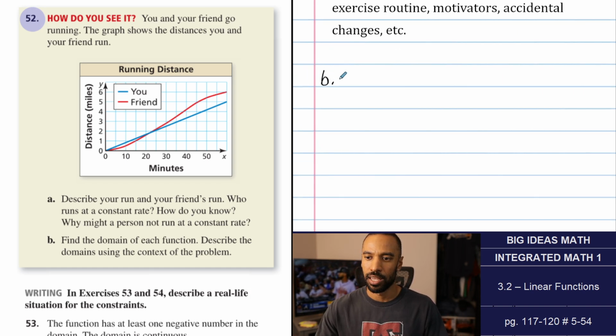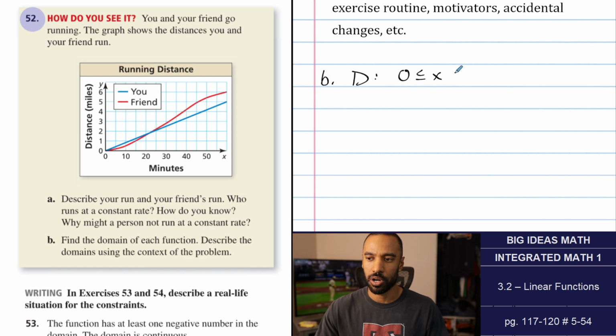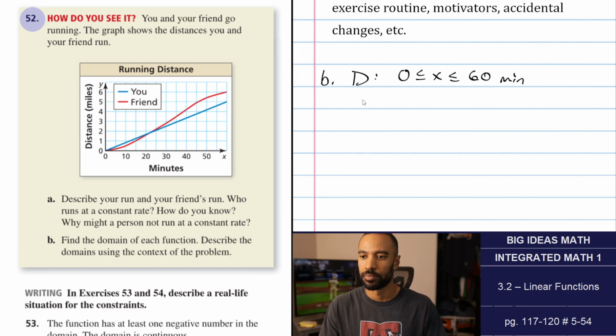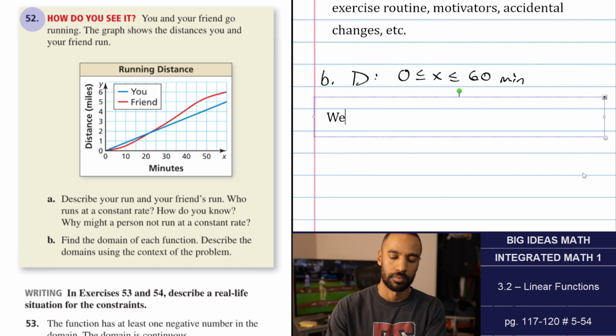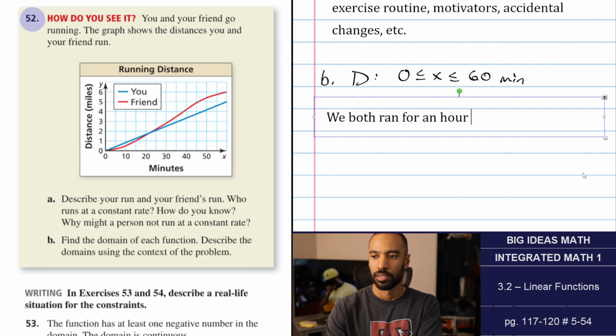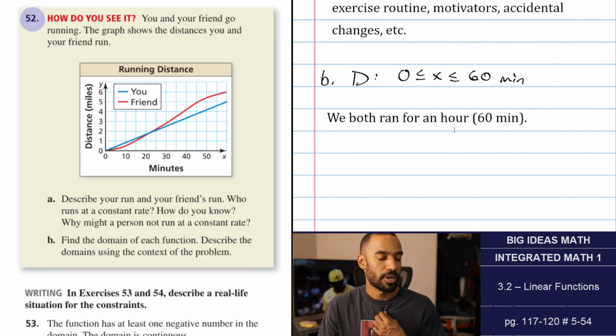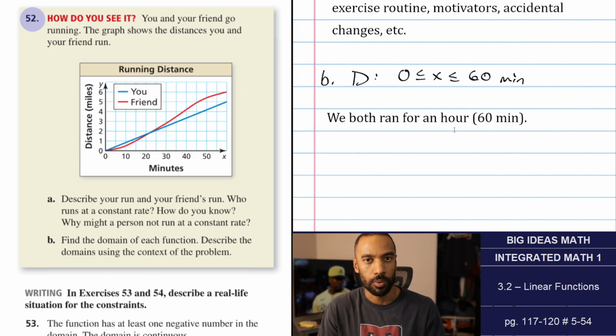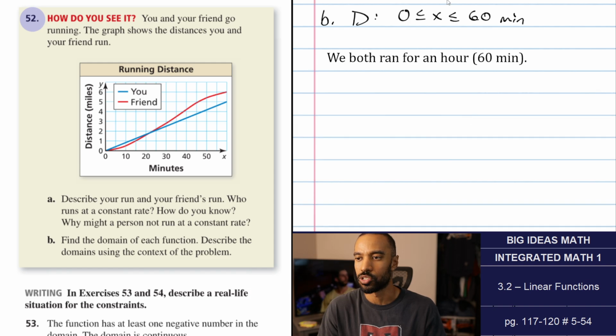But the domain here for both of us, and time is x, we start at time 0 and we finish at time 60 in terms of minutes. This states that we both ran for an hour. We both ran for an hour, 60 minutes. The range is much more interesting to me in that way. Where we finished, right? What distance we covered. They didn't ask for it, so I'm not going to say it.